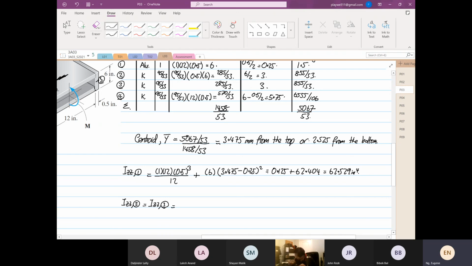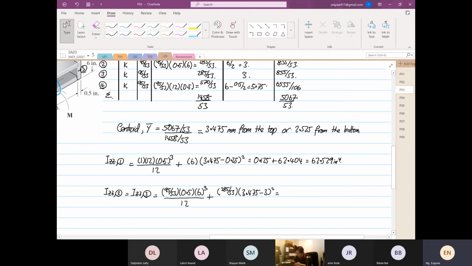IZZ3, right? Because they have the same geometry. So it's 95 over 53. So this is the width 0.5, 6 power cube divided by 12 plus the cross-sectional area, which is 285 over 53. Okay, so 3.475 minus 3 squared, right? So 95 over 53 times 0.5 times 6 power 3 divided by 12.